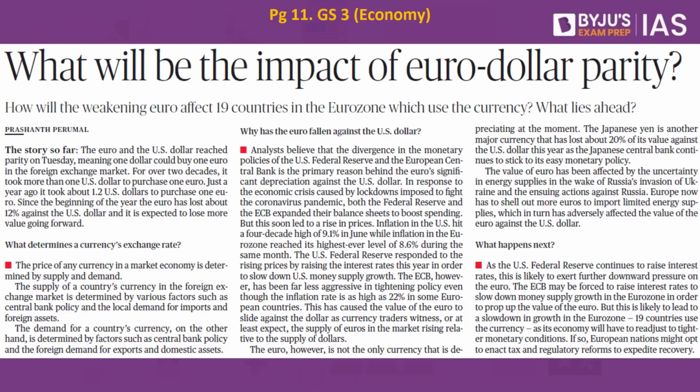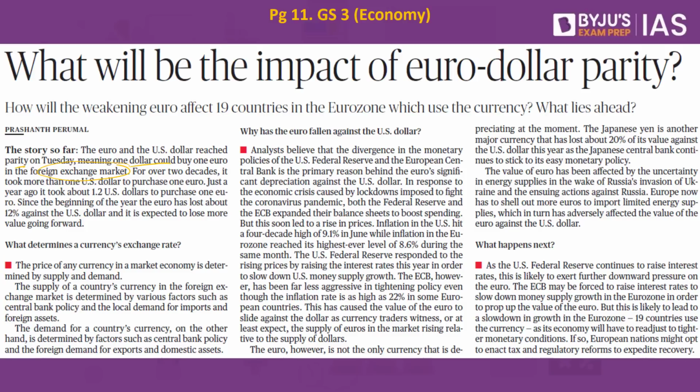The euro and the US dollar have reached parity, meaning $1 could buy 1 euro in the foreign exchange market. Earlier, if you had to buy 1 euro, you required more than $1, and with time it was about 1.2 US dollars to purchase 1 euro, and now it is in parity. So $1 is equivalent to 1 euro. Why is this happening? That is because of the demand and supply issues that exist in the market.